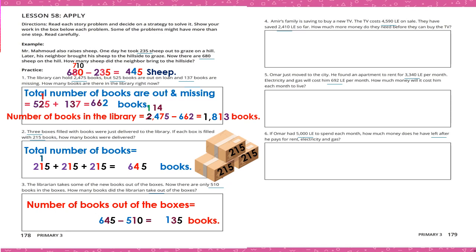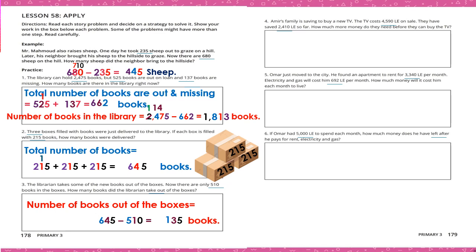Let's move to the next page. Number 4. Amir's family is saving to buy a new TV. The TV costs £4,590 on sale. They have saved £2,410 so far. How much more money do they need before they can buy the TV?